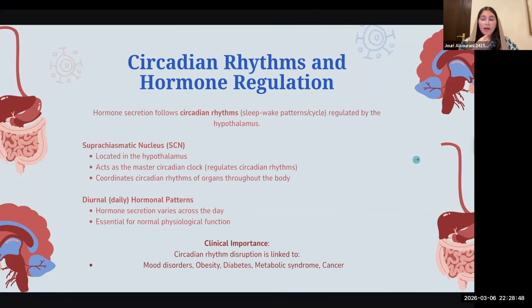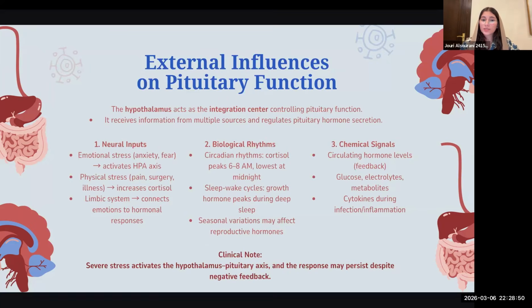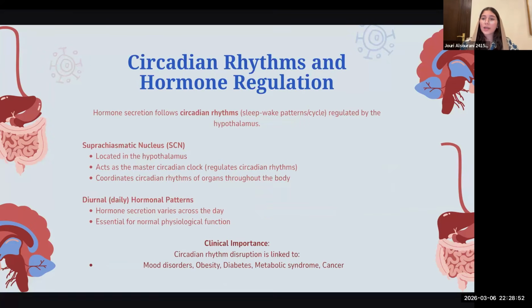Okay, now I told you here that the circadian rhythms and the sleep-wake cycles are very important. Why? Because some hormones do follow a sleep-wake pattern or a cycle, and this is regulated again by the hypothalamus. We have the suprachiasmatic nucleus, the SCN. It is a nucleus that's located in the hypothalamus, and basically it is the master circadian clock. So it's what regulates these circadian rhythms, and this coordinates the release of hormones and the sleep-wake patterns throughout the body.